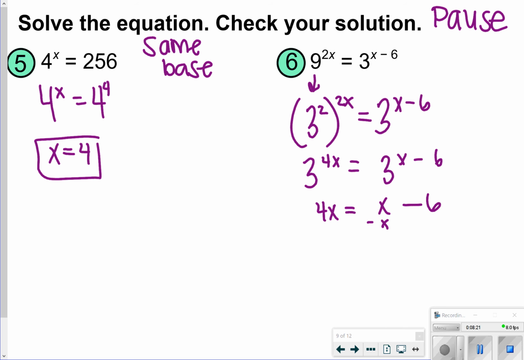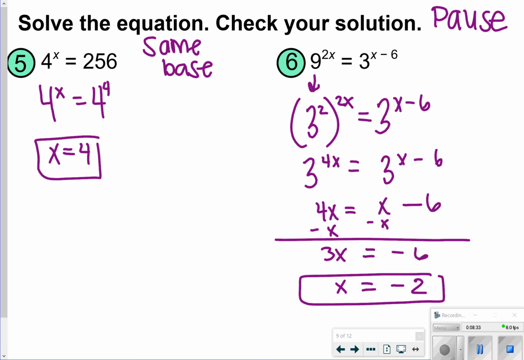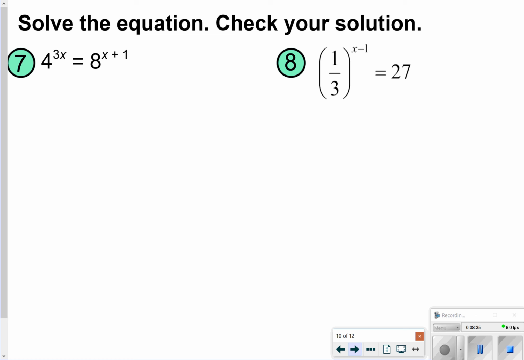I'm going to subtract x to get all my x's on the left side. I have 3x is equal to negative 6, which just means for number 6, x is equal to negative 2. Okay. Here are 7 and 8.